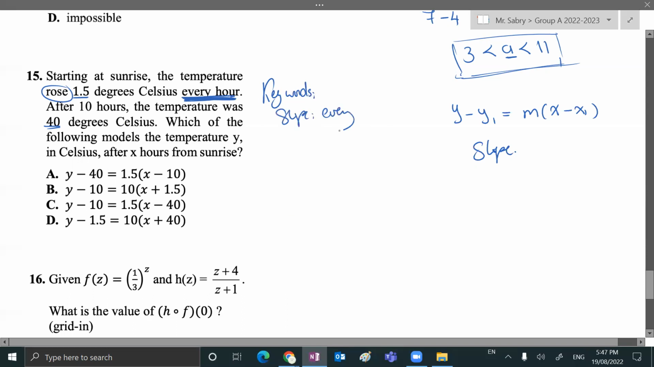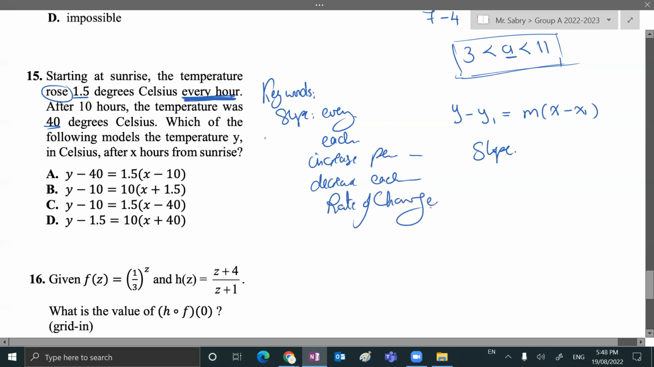It's every, each, increase, per whatsoever, or each whatsoever, decrease, each or every whatsoever, rate of change. These are all keywords for the slope. So if I'm trying to figure out what's the slope here and they tell me that the temperature rises or rose by 1.5 every hour, so this is right away the slope. This is M, the slope.